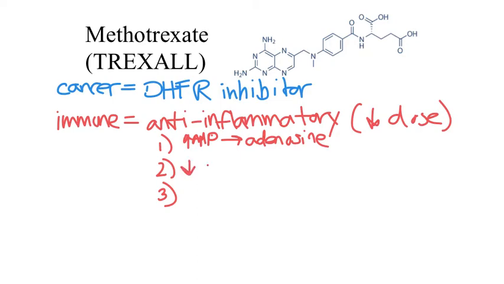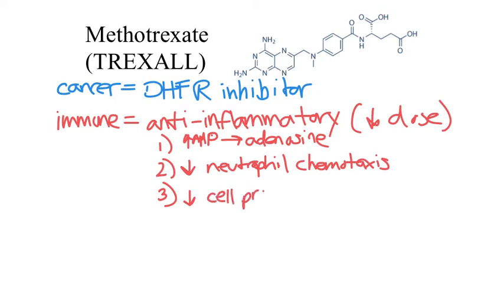Methotrexate also reduces chemotaxis of neutrophils, which is the migration of neutrophils to sites of inflammation. By reducing neutrophil chemotaxis, there are fewer white blood cells at sites of inflammation to potentially cause damage. Third and finally, methotrexate inhibits the proliferation of inflammatory cells and also the release of pro-inflammatory cytokines.